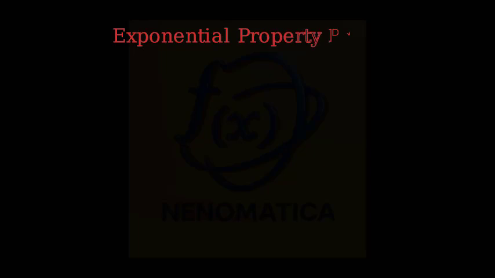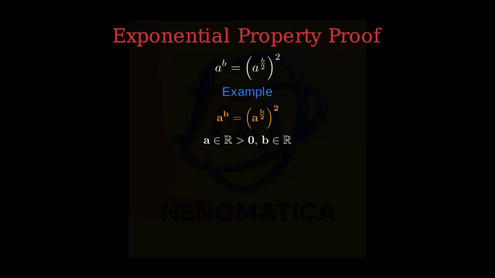Welcome to this math tutorial, where we'll explore an interesting property of exponential expressions. This theorem states that for any positive real number a and any real number b, the following equality holds. Let's examine this theorem in detail. We start with our example. First, we note our assumptions. We assume that a is a positive real number and b is any real number.